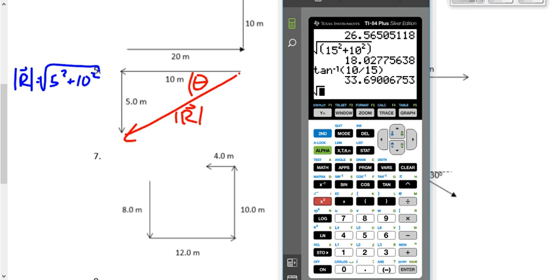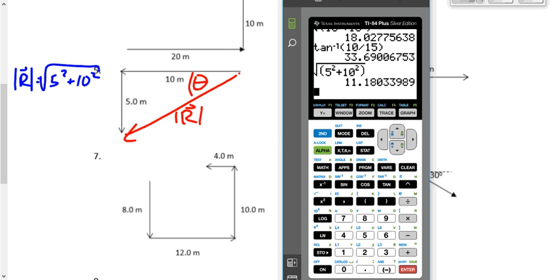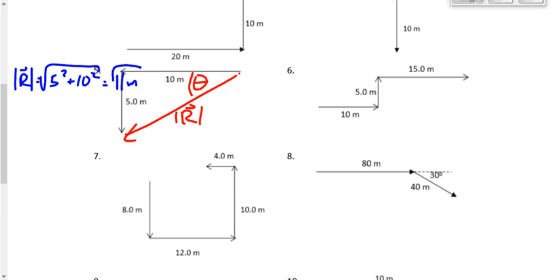The square root of 5 squared plus 10 squared gives me a value of 11.1, or we'll just call it 11 meters, two significant figures. And theta, which trig function is it? You start noticing some patterns here, right? When we're looking for that angle, it always ends up being tan. It does. We just want to know why it's tan, though.